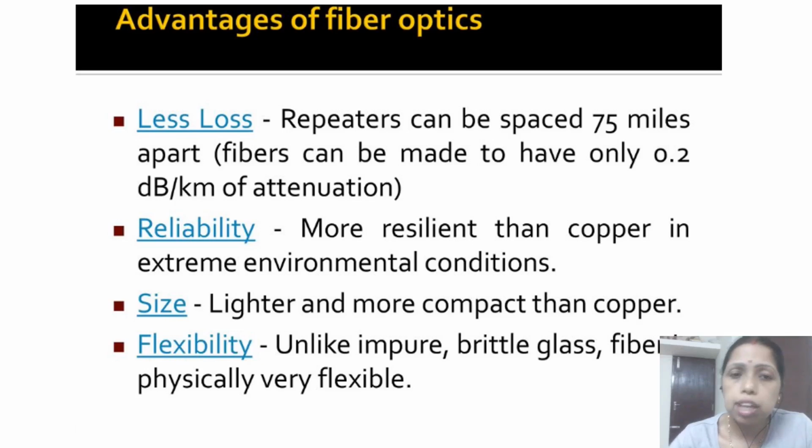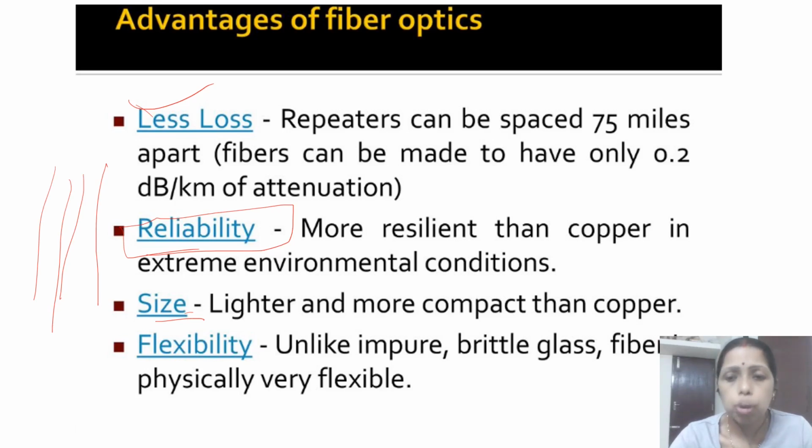Apart from that, less loss. When I discussed the evolution of the fiber, I told you about the less loss. Reliability relates to secure communications. A copper wire is not very reliable. Size: the thickness of the optical fiber is much less compared to the copper wire. In a small area, you can multiplex lots of optical fibers. So it is compact compared to the copper wire.